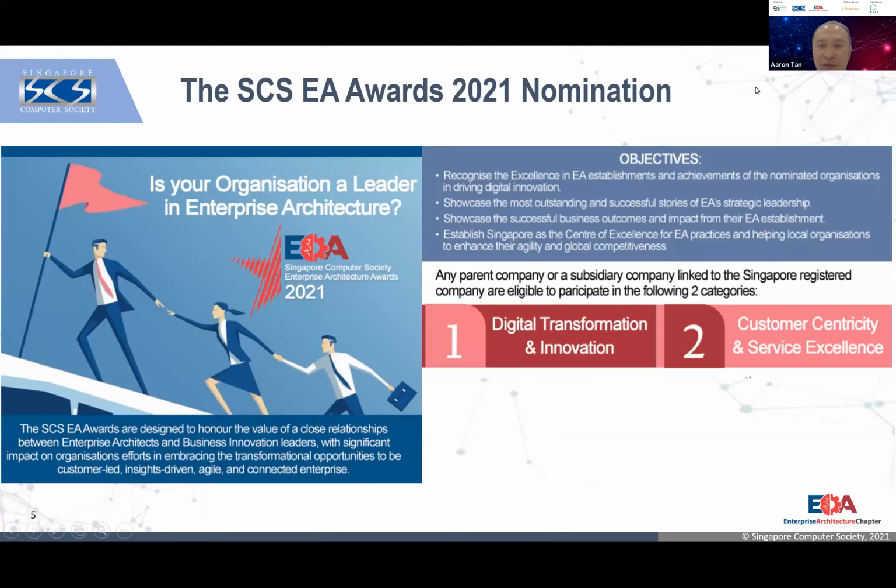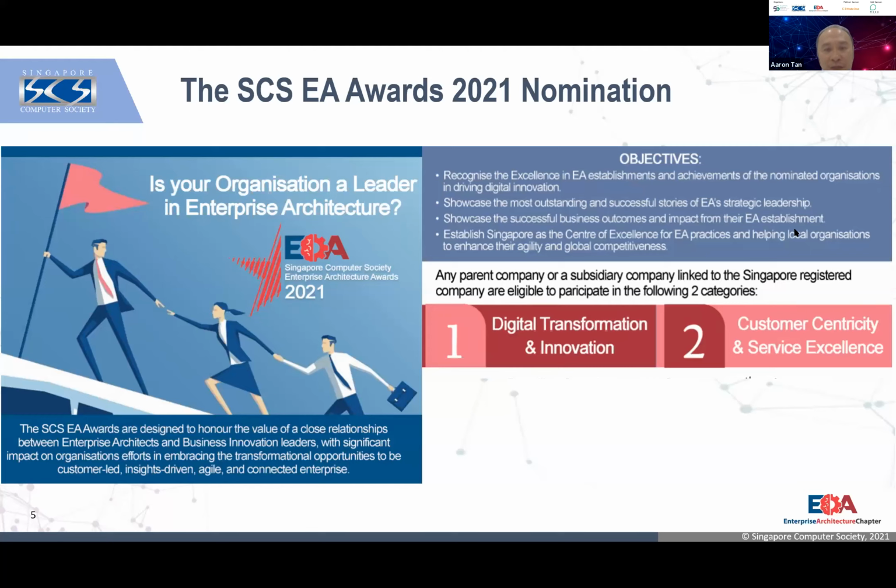So there are 2 categories of submission. The first one is on digital transformation and innovation. So you might want to share how enterprise architecture helps to transform and also innovate in terms of increasing new capability and so on in your organization. The second one is more on customer centricity and service excellence. So how you use EA, enterprise architecture, to enhance your customer intimacy with your organization.